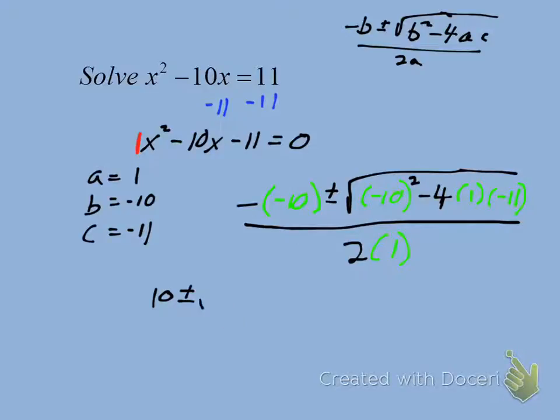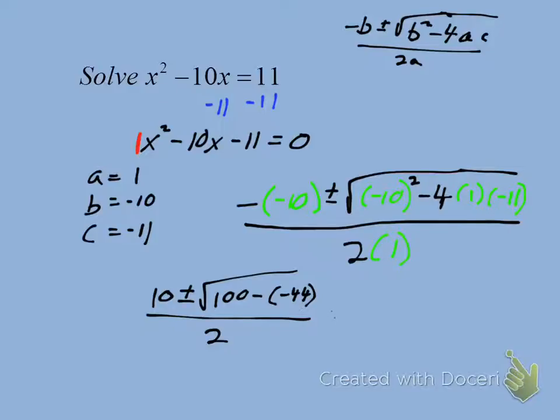All right. The square root, what's negative 10 times negative 10? 100. Okay. Minus, what's 4 times 1? 4 times negative 11? Well, you'll see what I mean, okay? Just ignore the minus for now. All right. 4 times 1 is 4 times negative 11 gives you? Negative 44. So we have 100 minus negative 44. All over 2 times 1 is? 2.